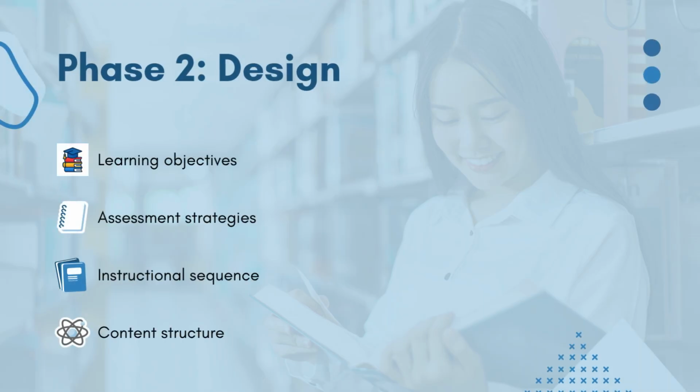During the design phase, the instructional plan begins to take shape. Learning objectives are written, assessment strategies are developed, and a sequence of instruction is organized. In many ways, this phase functions like the blueprint for a building. The designer maps out exactly what learners should know or be able to do and how instruction will help them reach those outcomes.